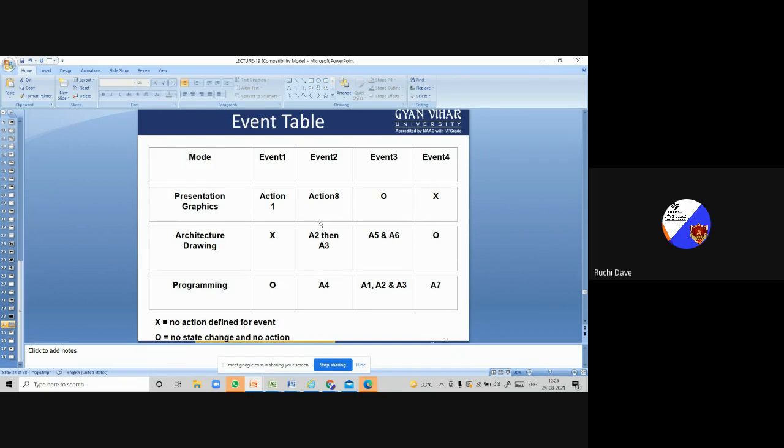And where there is some action, action A1 is written, then A2, A3, A4 are written. So where some action is happening, we write it. But if there isn't any action or any state change, we put a zero, and for no action we write a cross or X. Is this clear?